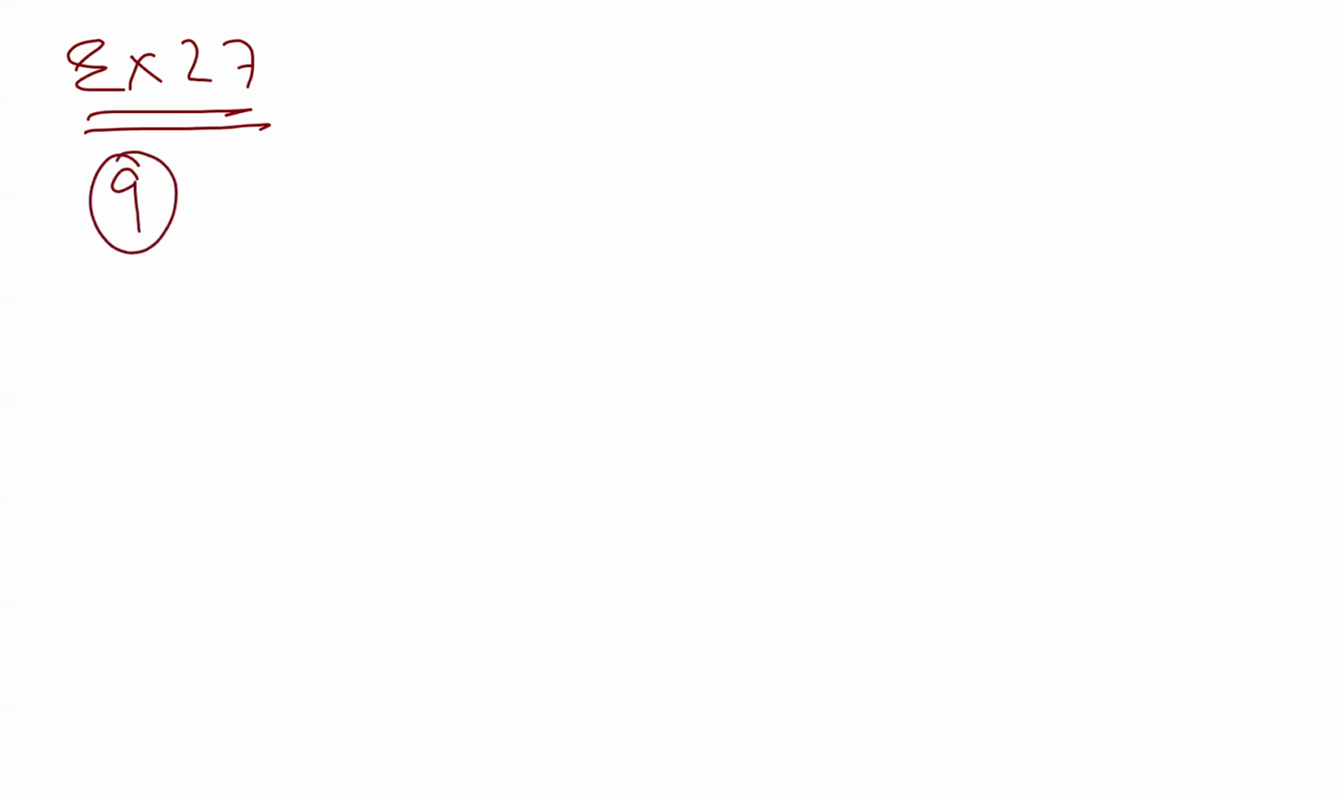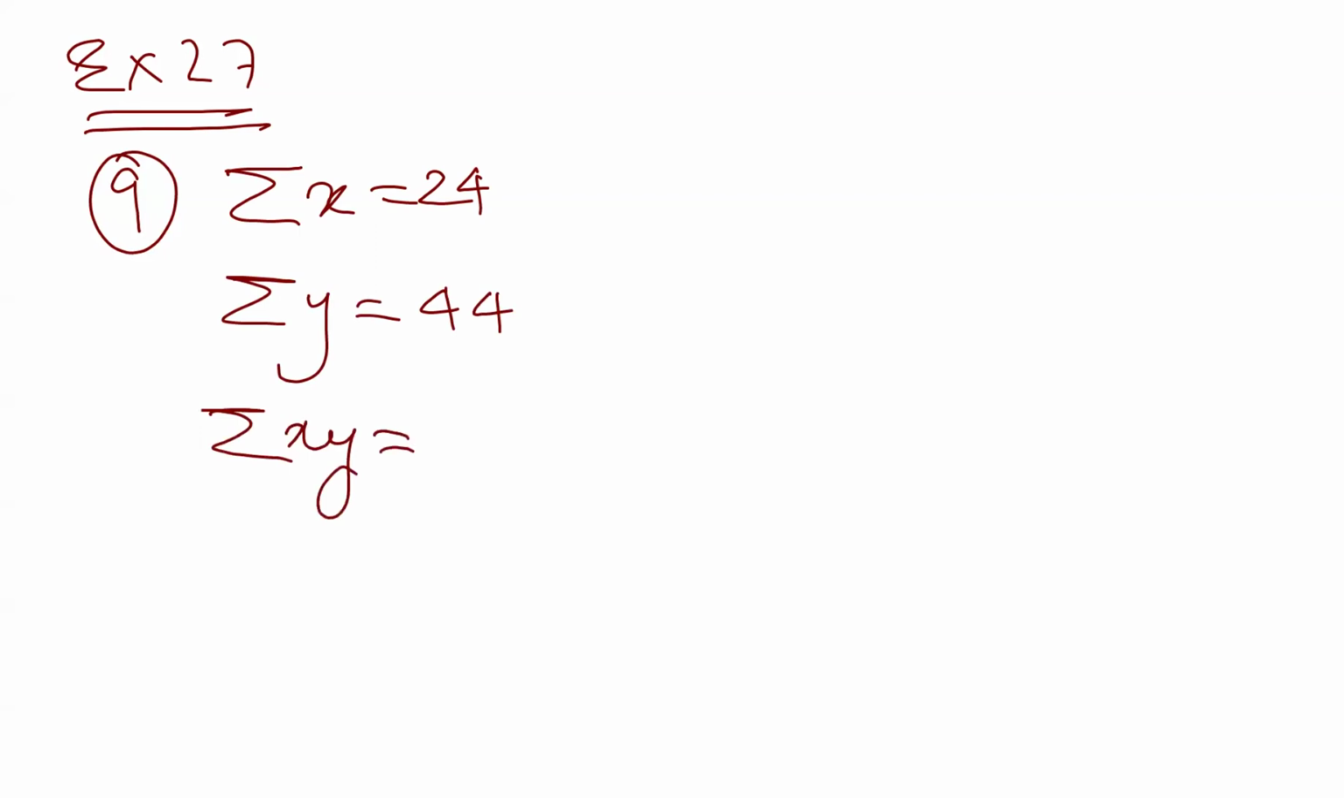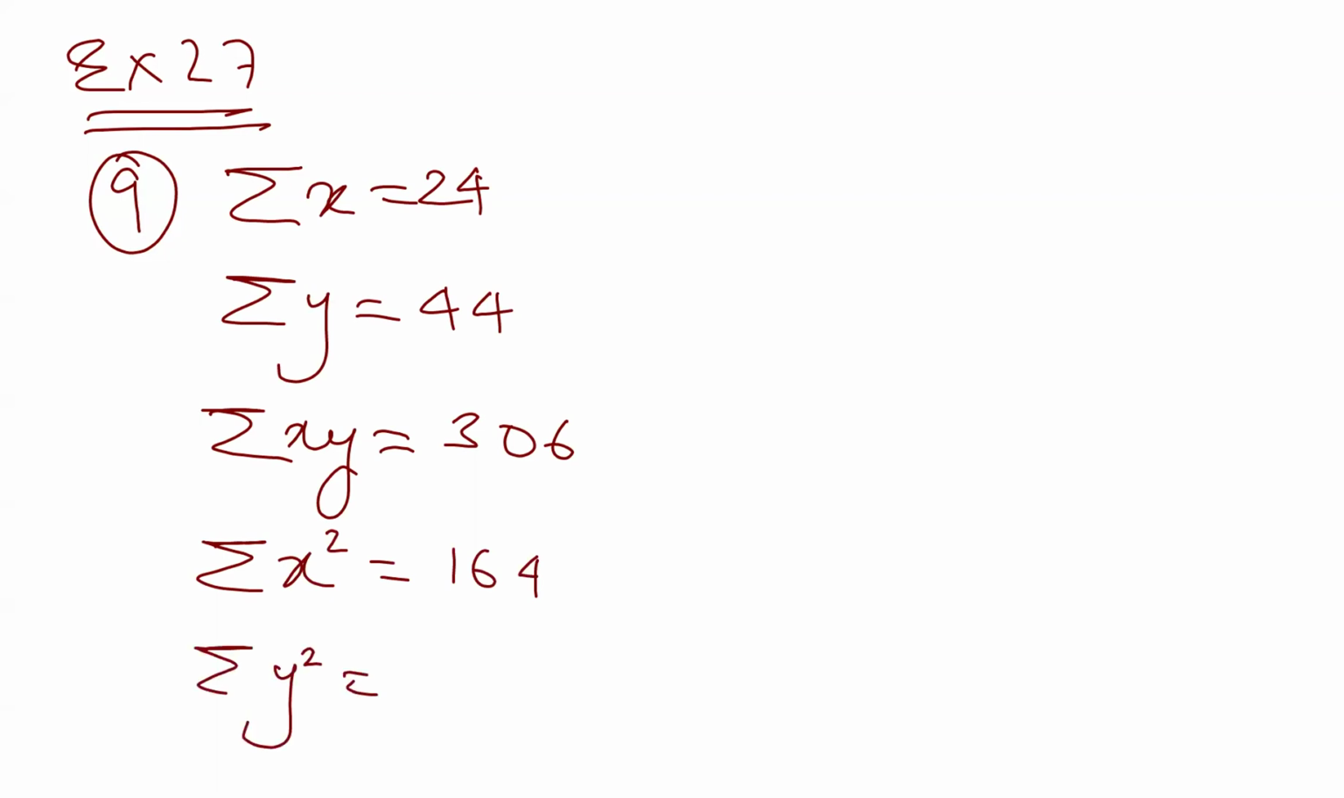Let us understand what is given in the problem first of all. Summation x is 24, summation y is 44, summation xy is 306, summation x square is 164, summation y square is 574, and n is equal to 4. Okay, this data is given.